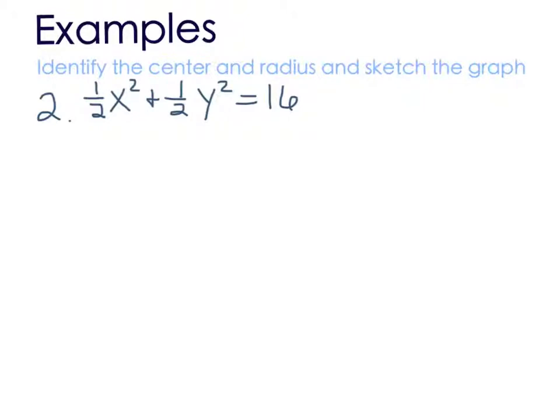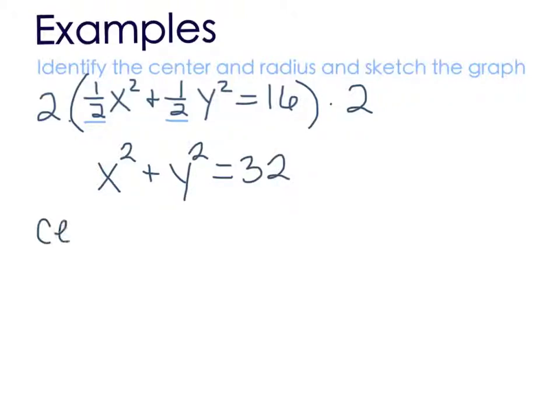Okay, for this next one, it says 1/2 x squared plus 1/2 y squared equals 16. And our standard form equation doesn't have coefficients in front of the x squared and the y squared. So we need to get rid of those before we can have this set up in the format that we need to identify the center and the radius. So when we're multiplying by 1/2 here and we want to get rid of it, we do the opposite. So we're going to multiply everything by 2. That means this becomes x squared plus y squared equals 32.